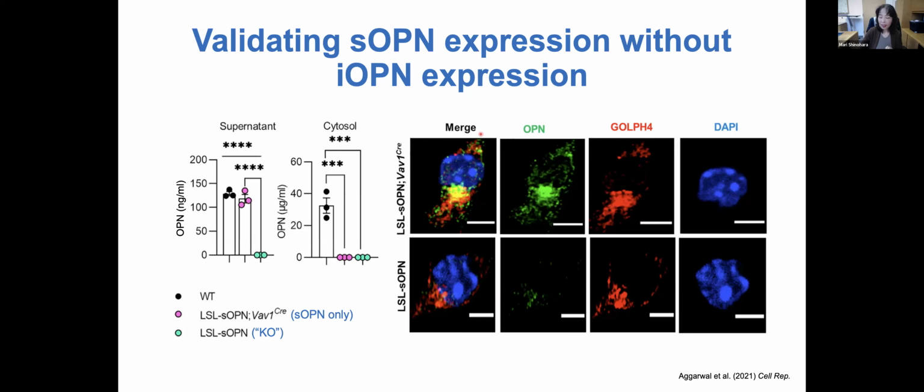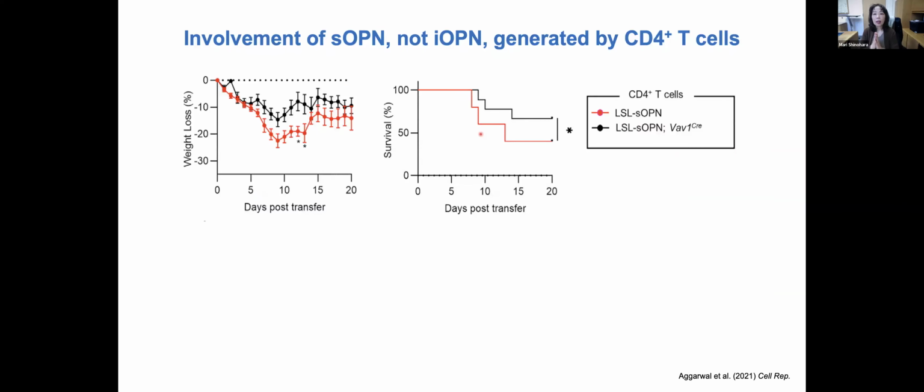Yellow color here. So now we use those models and then run the experiment. First, we tried sOPN mice, and then we found the difference here. So the red line is LSL sOPN. Again, this is serving as OPN knockout. And then the black line shows the mice expressing sOPN only.